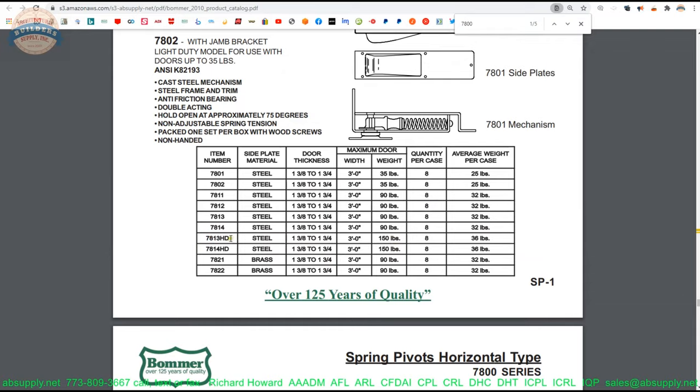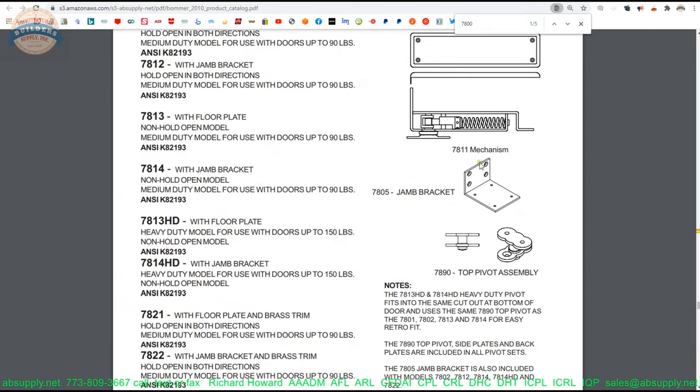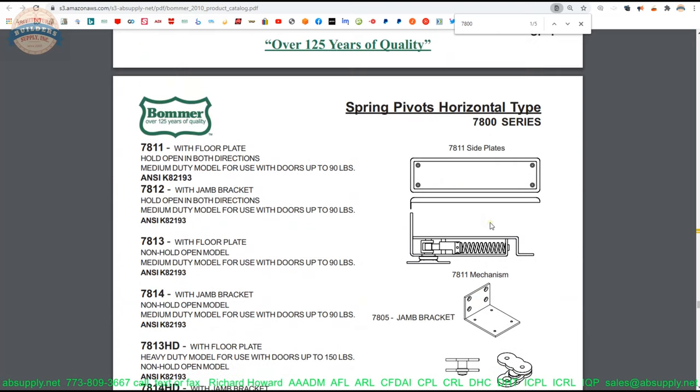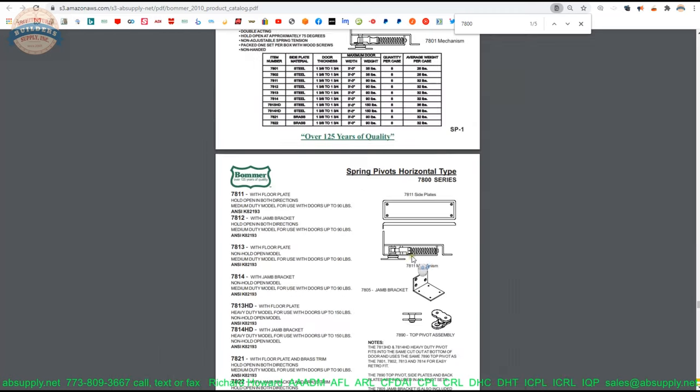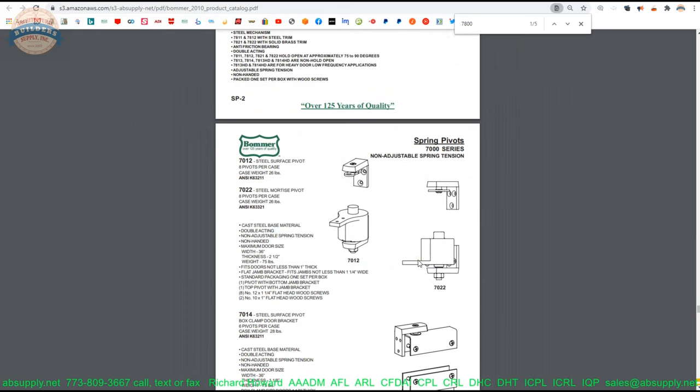And the difference between these two is one will include the jam bracket that's listed here. You would want the jam bracket if you won't or cannot pierce into the floor with fasteners. So that would be another double-acting product.